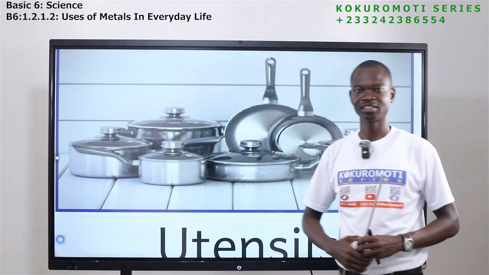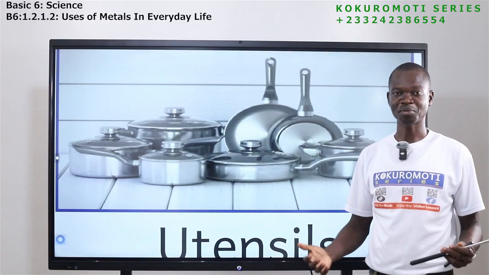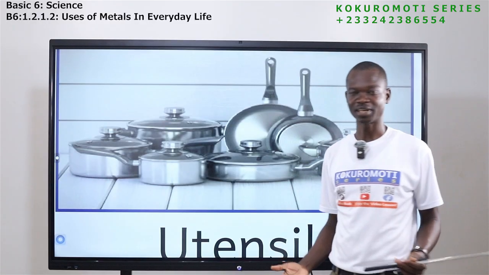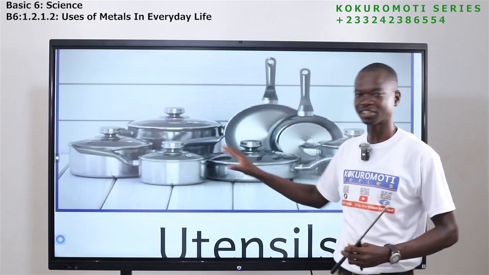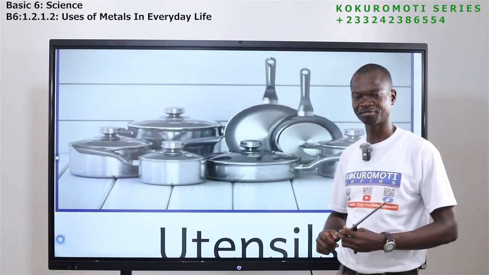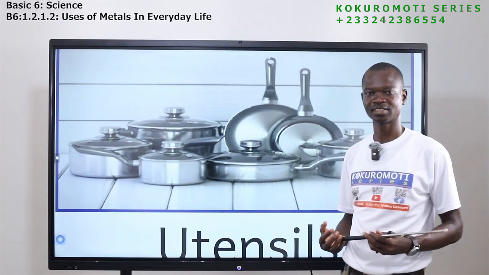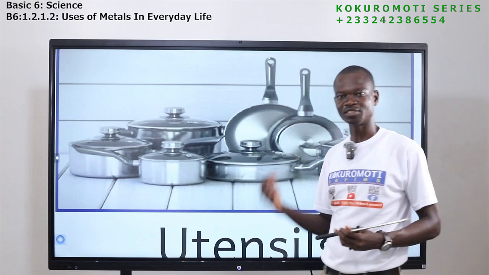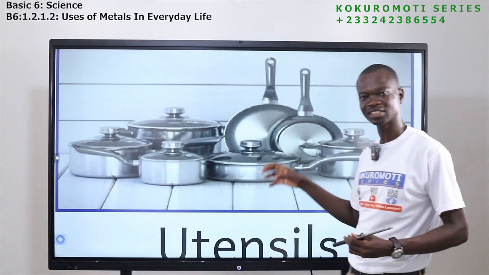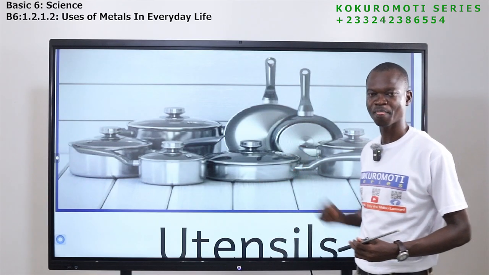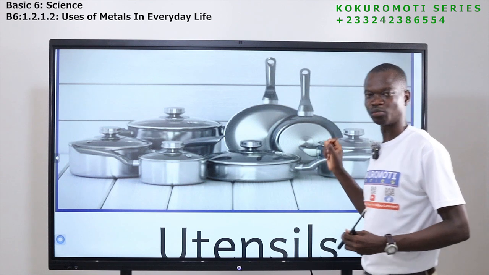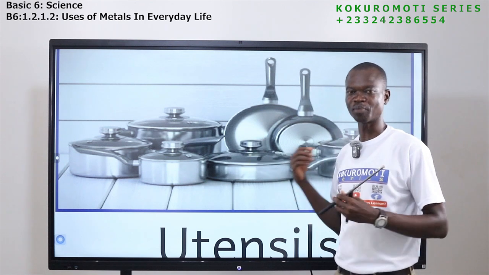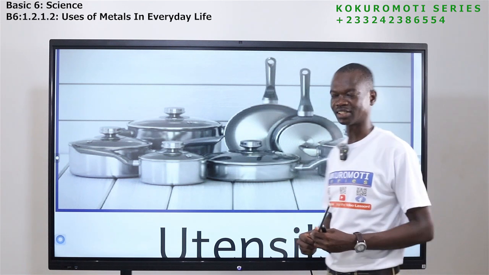Imagine you are cooking in paper. Is it possible? The paper will get burnt. But if you have something like this made of metal, it will not get burnt. And one interesting thing is that because these things are metal, heat is able to pass through. So metals are good conductors of heat.